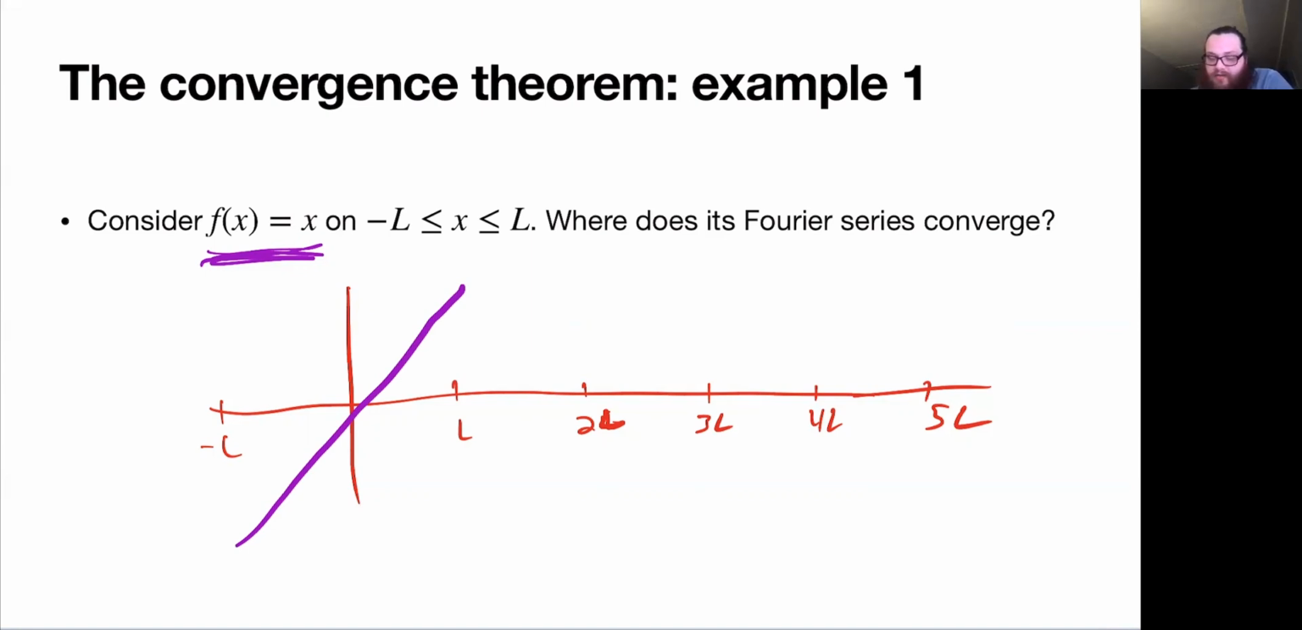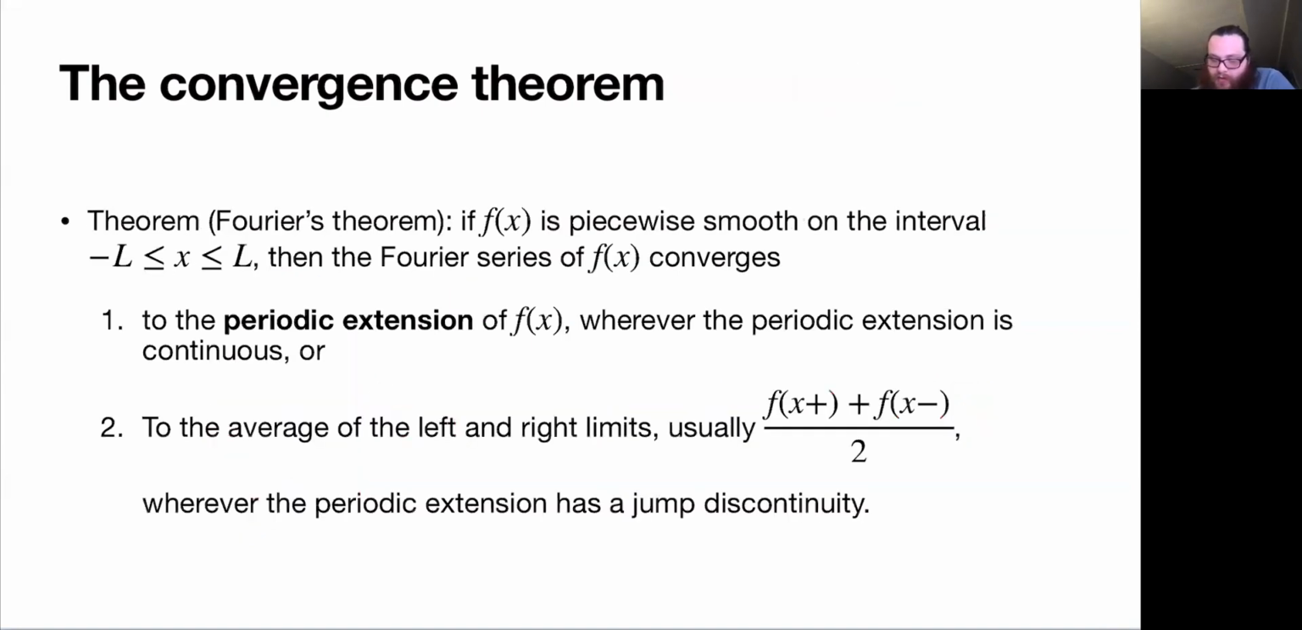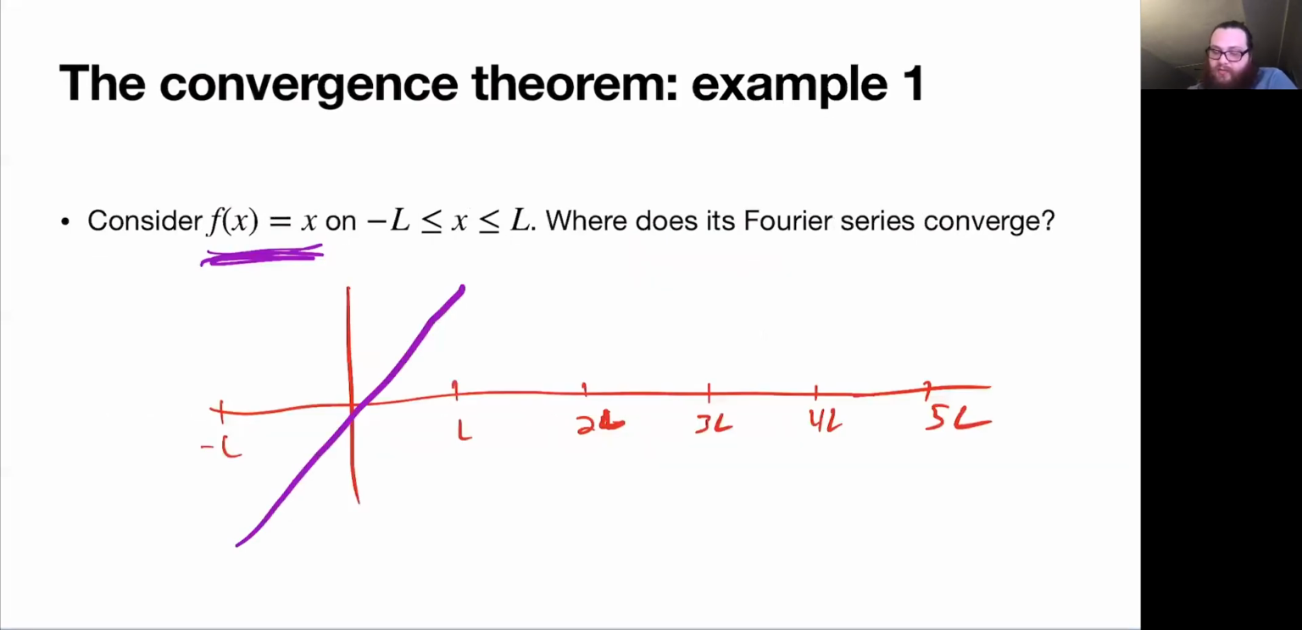So if we go back to the convergence theorem, the first statement is, where does the Fourier series of x converge? It converges to the periodic extension of our function wherever the periodic extension is continuous. So what we're going to do is sketch this thing called the periodic extension. And so really, what are we looking for in the periodic extension?